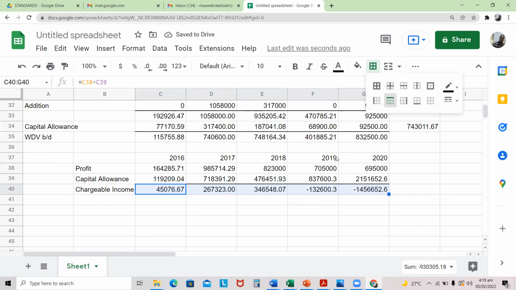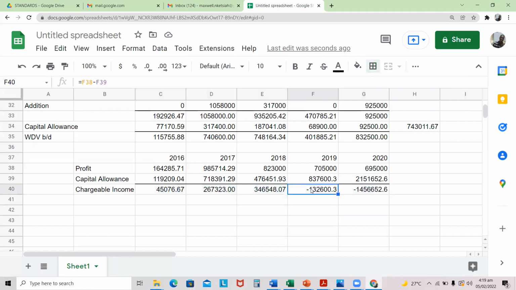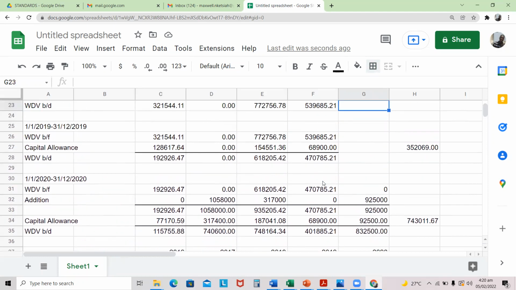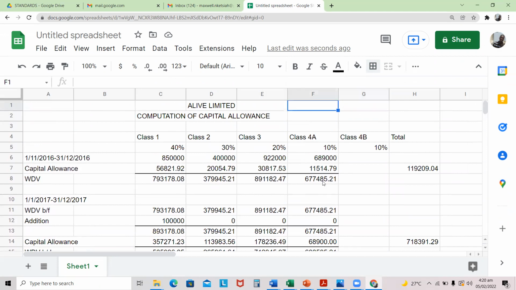Okay, so in 2019 and 2020, you can see that chargeable income is zero. It means the capital allowance is more than the profit. So there'll be no chargeable income because the capital allowance is more than the profit. So the company will not pay any tax in 2019 and 2020. Okay, so this is how we go about this question.